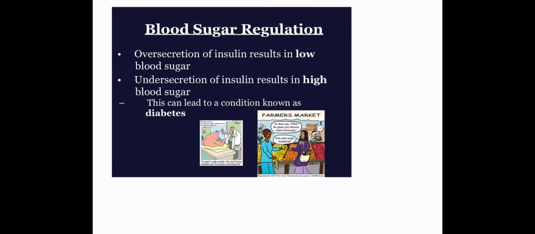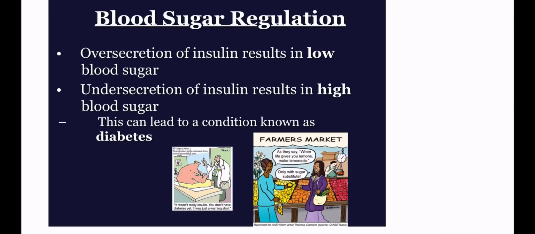Blood sugar regulation. Oversecretion of insulin results in low blood sugar level. It's important. Undersecretion of insulin results in high blood sugar. This can lead to a condition known as diabetes.